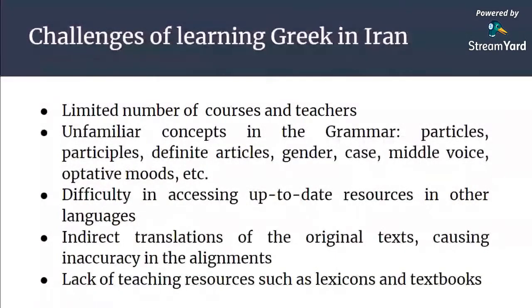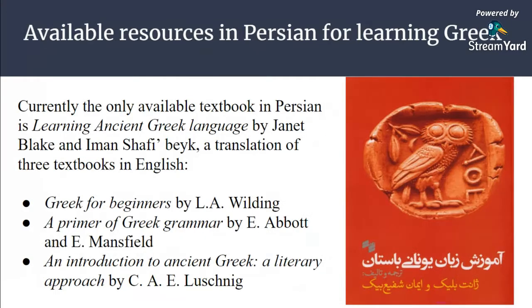And the last point is the lack of teaching resources, which is probably obvious from the previous points. There's no lexicon, and there's only one textbook available in Persian, which is a translation of these three books you can see in the slides. First, Greek for Beginners, Primer of Greek Grammar, and the third one, An Introduction to Ancient Greek by Luschnig.